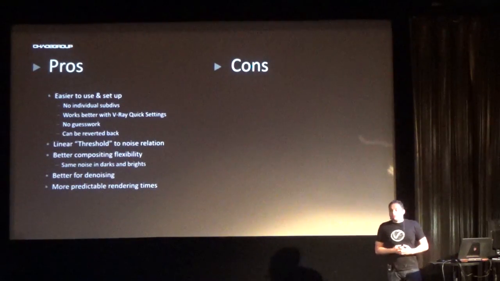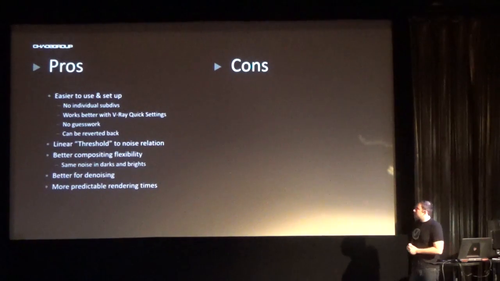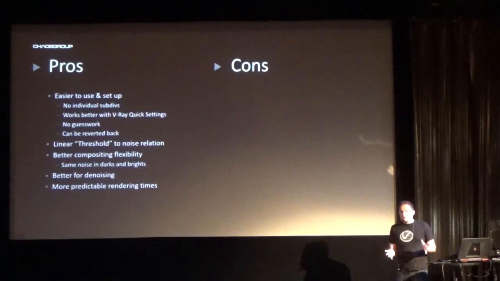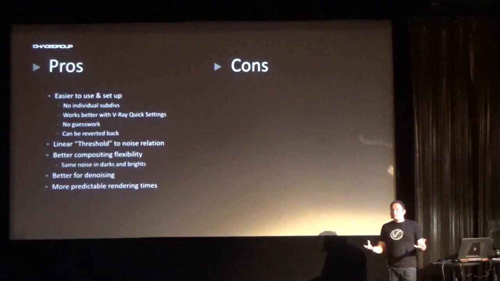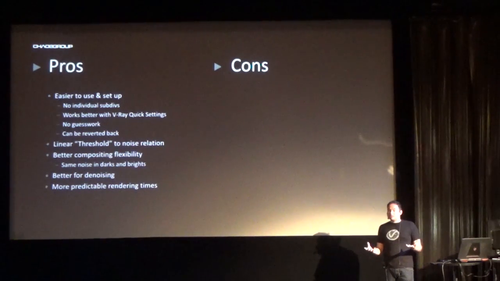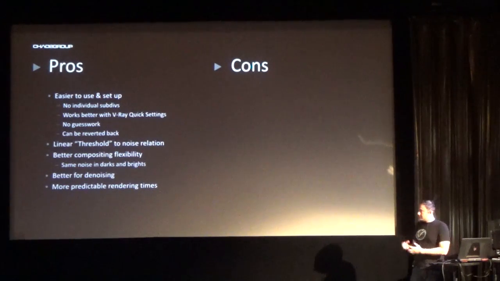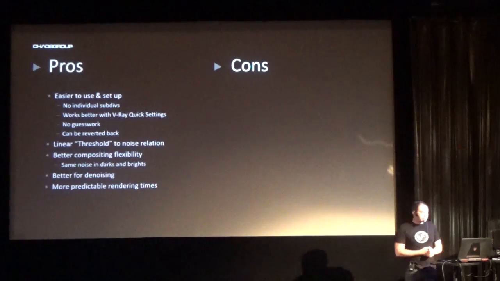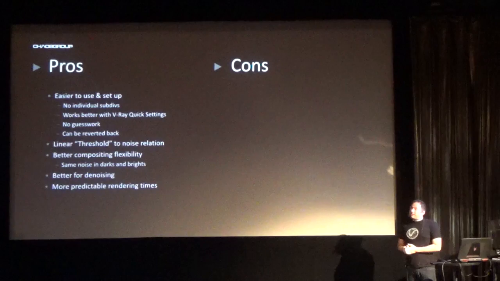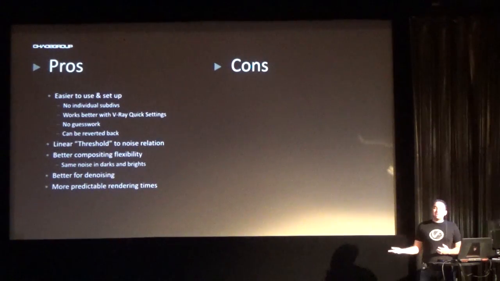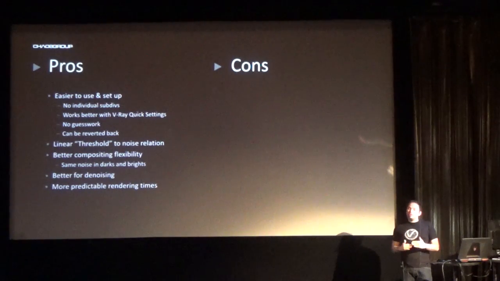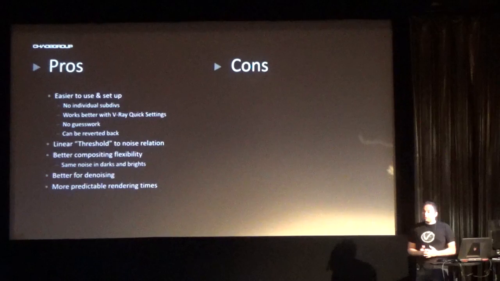Linear threshold to noise relation. What does it mean? Well, if you increase the noise threshold twice, you're going to see twice as much visual noise. Does it make sense? I hope it does. So, and if I lower it twice, I'll get a twice less noisy picture. Better compositing flexibility, I already mentioned that. We have the same noise in darks and brights, and this means that even if I increase or decrease the exposure, I will get the same amount of noise, the same quality.